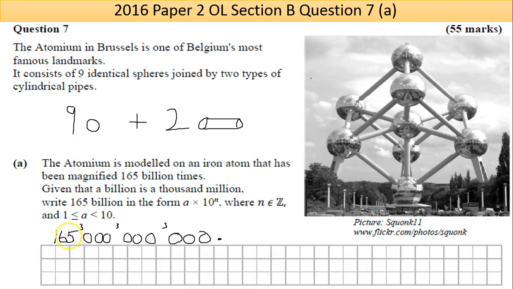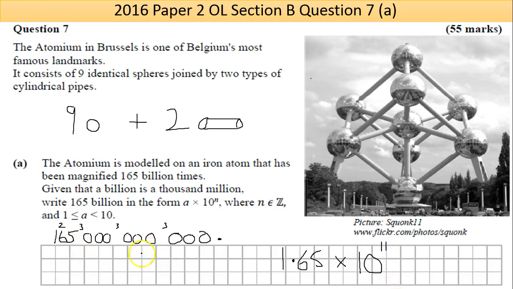But they specifically state that your first number must be between 1 and 10. So you have to go 2 more times. And your decimal point will end up where the cursor is now. So you can write that as 1.65, by, now how many places did we jump? 3 and 3 and 3 is 9, and 2 is 11. So 1.65 by 10 to the power of 11.